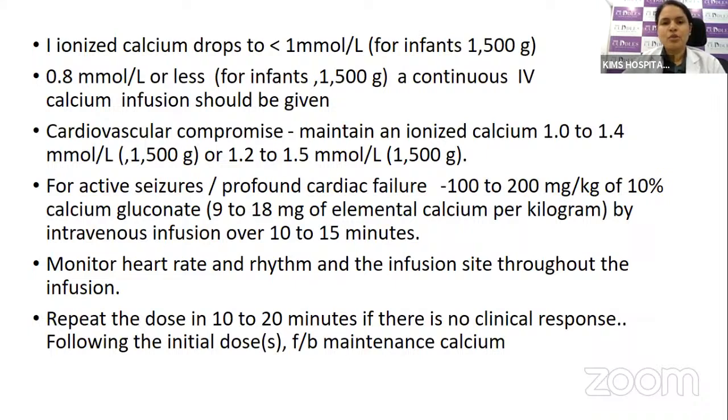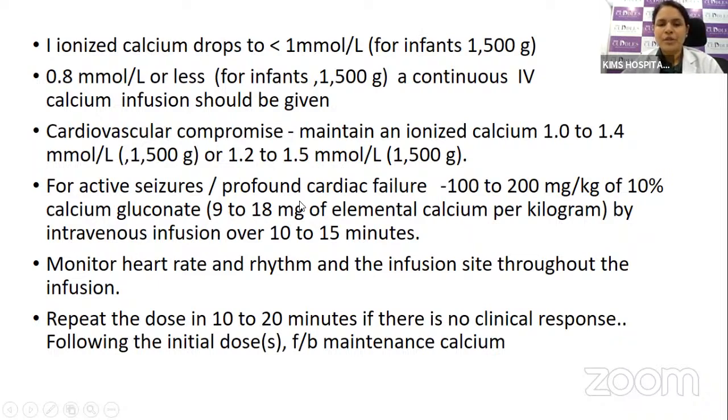When ionized calcium levels drop to less than 1 millimole per liter, usually for infants more than 1,500 grams, or to less than 0.8 millimoles per liter for very low birth weight infants, then continuous IV calcium infusion should be considered, irrespective of whether the baby is symptomatic. However, ionized calcium is not routinely done in clinical practice unless the baby requires blood gas assessment for other clinical indications. If cardiovascular compromise is present, then it is better to maintain ionized calcium between 1 to 1.4 millimoles per liter, or 1.2 to 1.5 millimoles per liter in a larger infant.